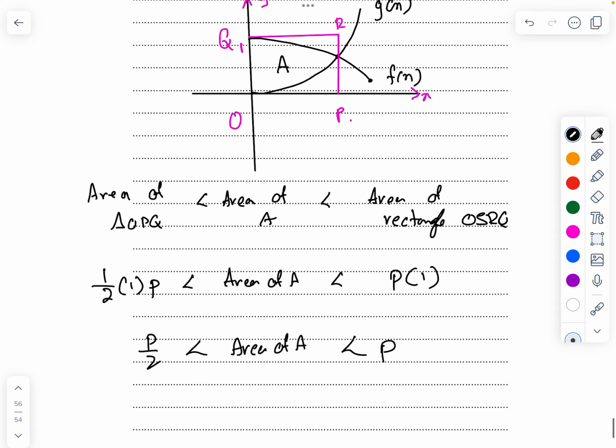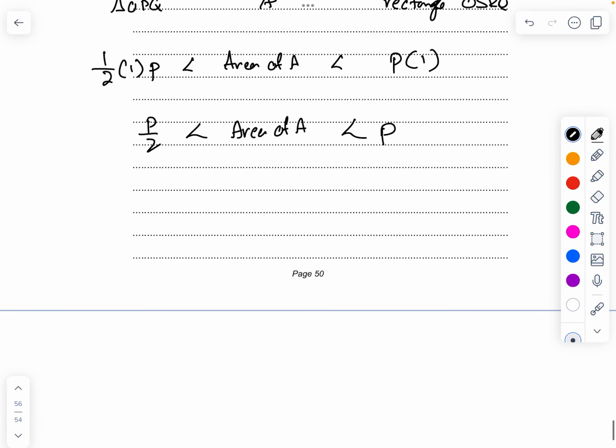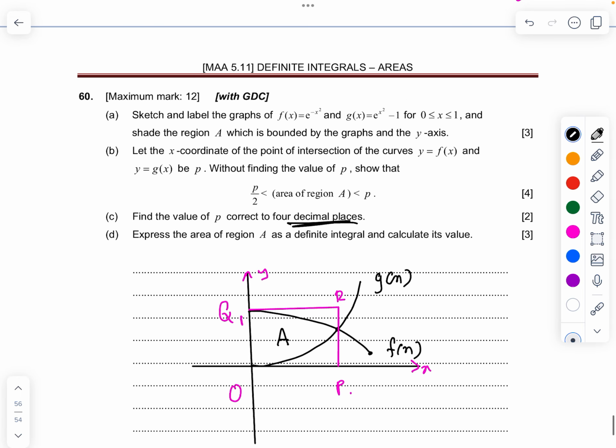Find the value of P correct to 4 decimal places. So we have to solve the equation for part C. E power negative P square minus E power P square plus 1 equals 0. Use the GDC, you should be getting 0.6937. He is asking for 4 decimal places.